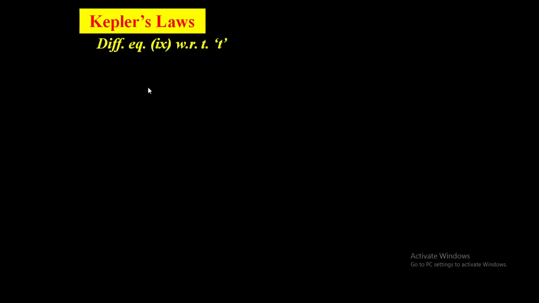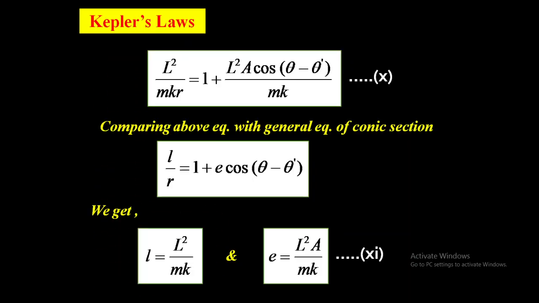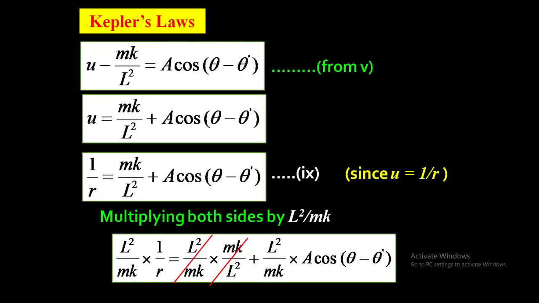Okay, so what we'll do next, now differentiate equation number 9 with respect to t. What is equation number 9? This is the equation number 9. We have to differentiate this equation with respect to t. So what is the differentiation? The differentiation of 1 by R is minus 1 by R square dr by dt. And L square is constant, so the differentiation will be 0.